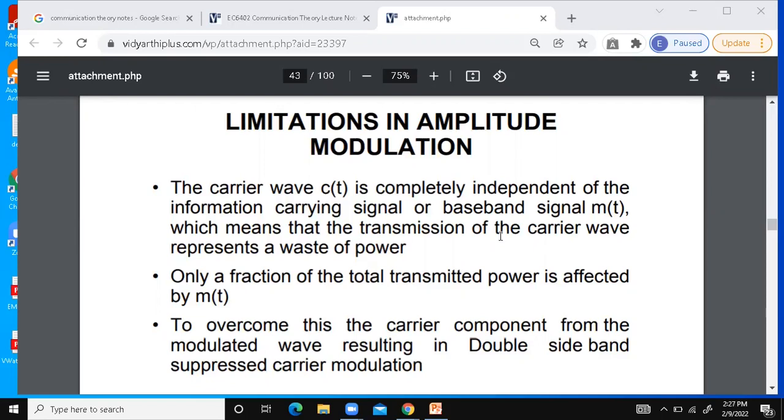And now, to overcome this, we remove the carrier component from the modulated wave, resulting in double sideband suppressed carrier modulation.